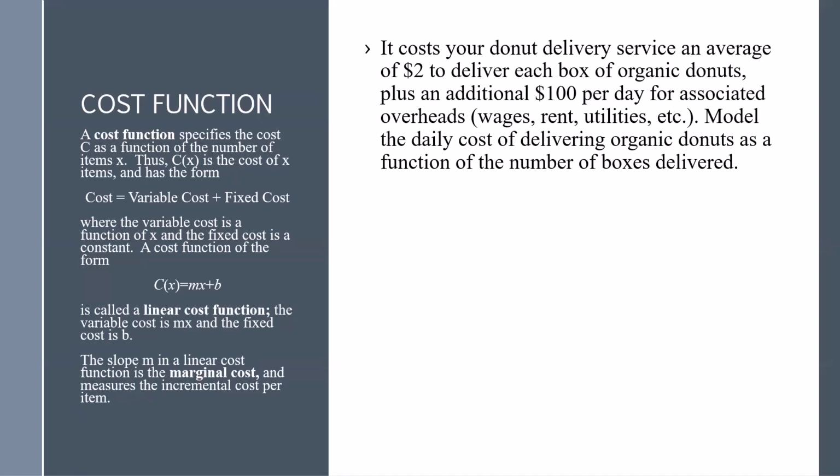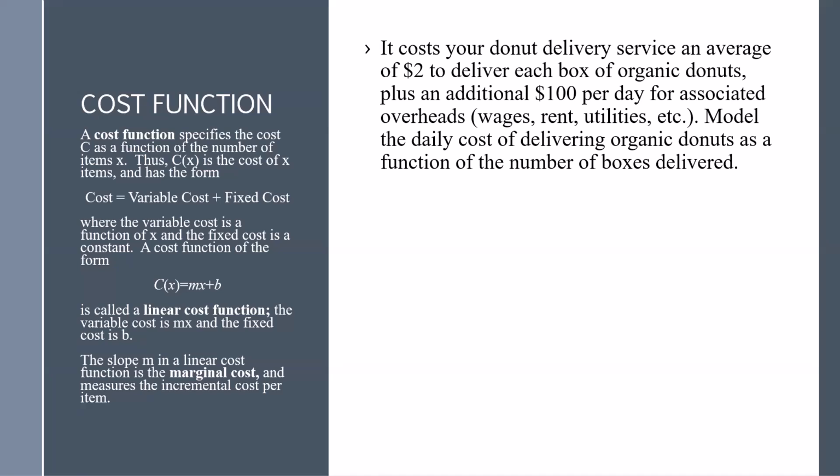A cost function specifies the cost C as a function of the number of items x. Thus, C of x is the cost of x items and has the form cost equals variable cost plus fixed cost, where variable cost is a function of x and the fixed cost is constant. A cost function of the form C of x equals mx plus b is called a linear cost function. The variable cost is mx and the fixed cost is b. The slope in a linear cost function is the marginal cost and measures the incremental cost per item.